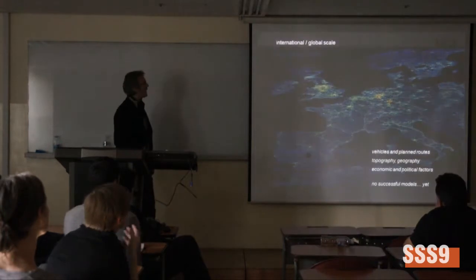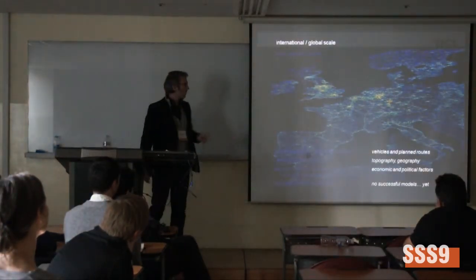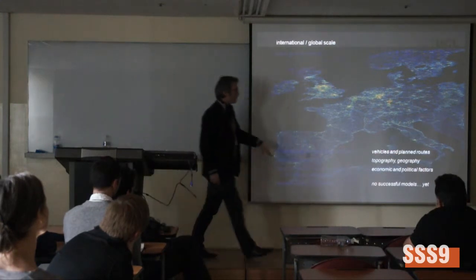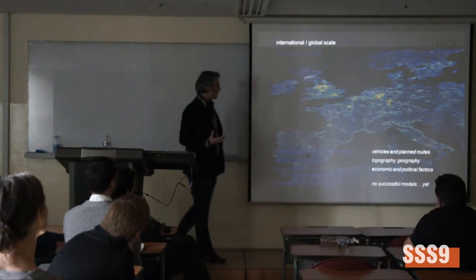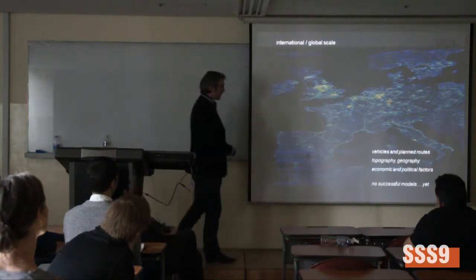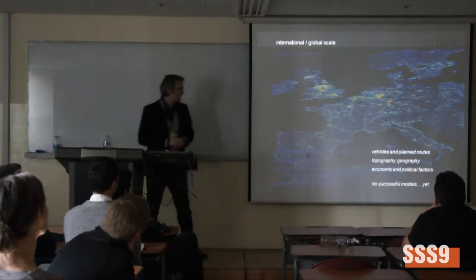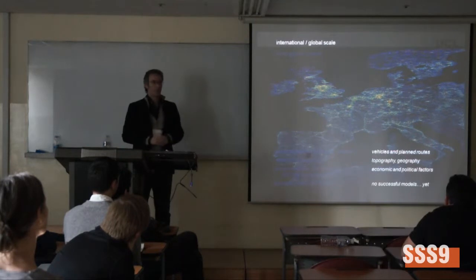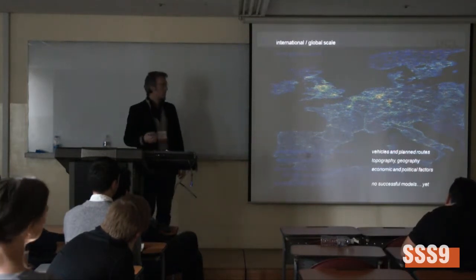What we're dealing with here now is scaling up to the international level, even to the global scale, and instead we're dealing with a different type of movement. We've got vehicles and planned routes that play a much more important role. Instead of the visual kinds of decisions, we're taking a look at things like topography, geography, economic and political factors. These are the sorts of things that we're hopefully able to tie this kind of model into. Those are the sorts of behaviors that we're looking at.